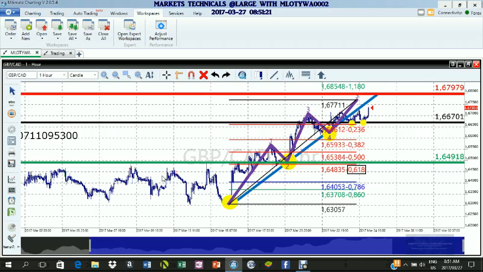Now we have the take profit there. We have the stop loss there. Let me denote that. If you don't understand what take profit is, or what stop loss is, feel free to contact me on this number.